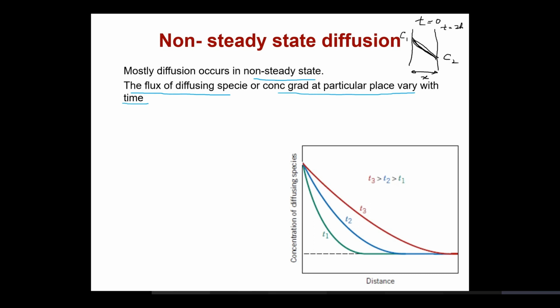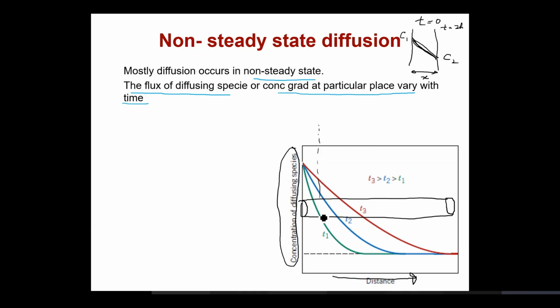If you look at this curve, concentration of diffusing species against distance for different times. So let's say I have a rod over here. If I look at different distances, let's say at distance x1 and let's say at distance x2, within the rod the concentration is changing.